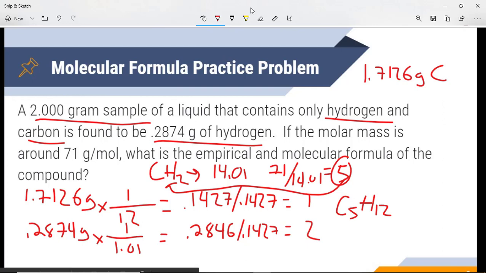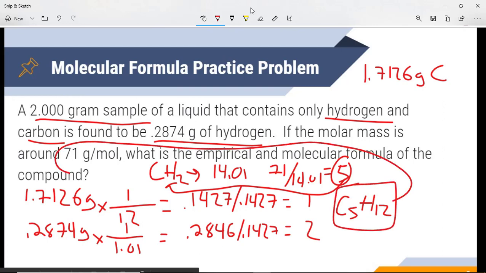And you can go back and double check that as well. You can double check the molar mass of this compound here and see if it is close to 71. If it is, you know you did your answer correctly. All right? So let's move on to the next problem.